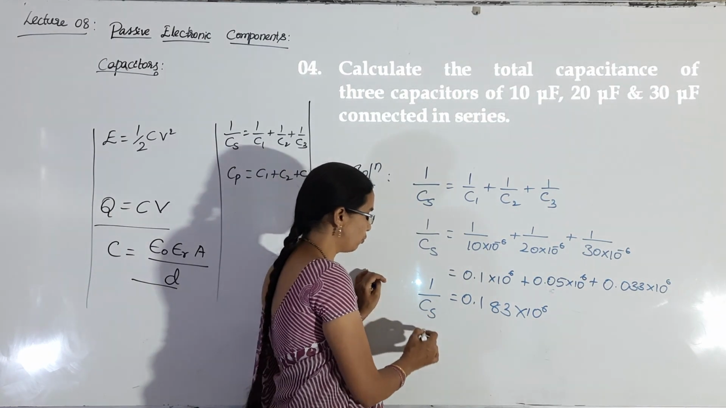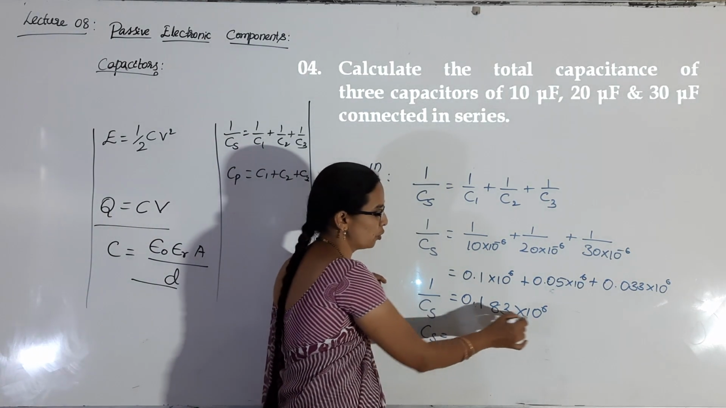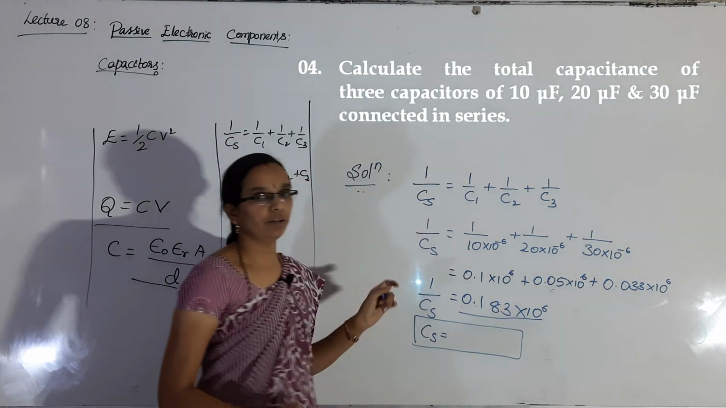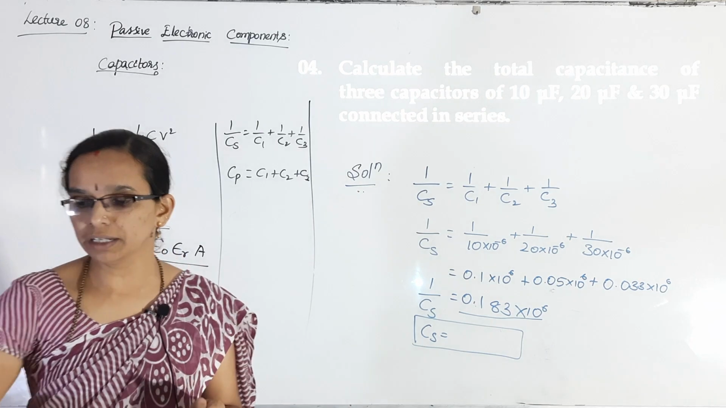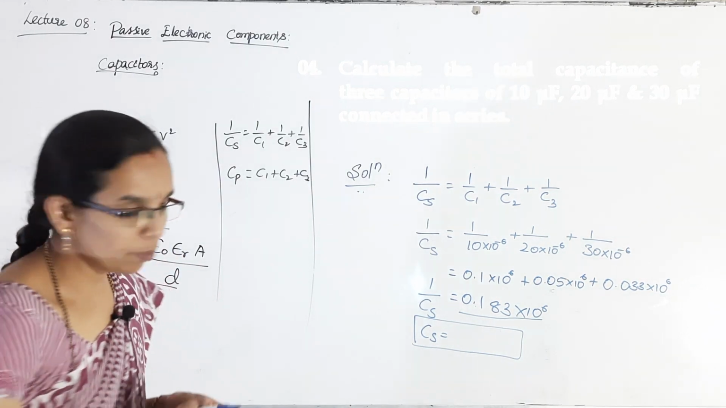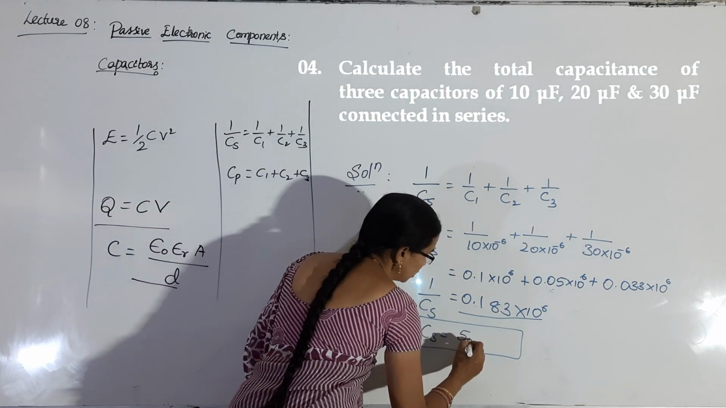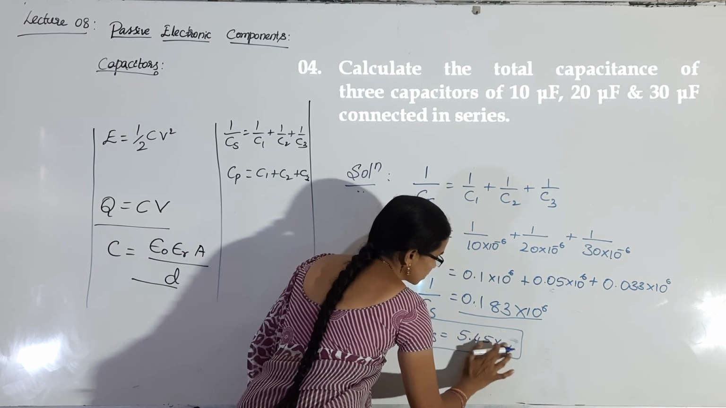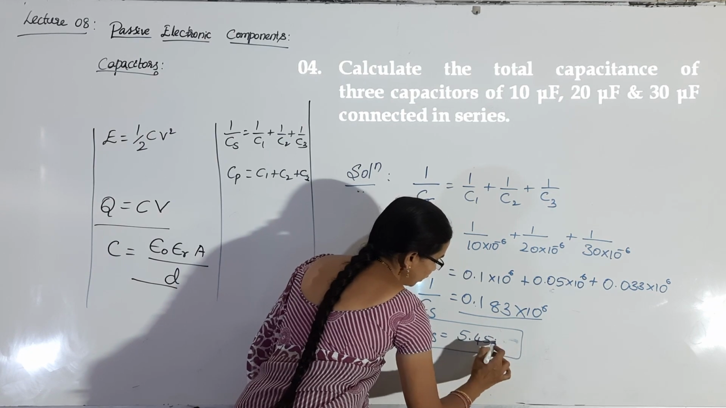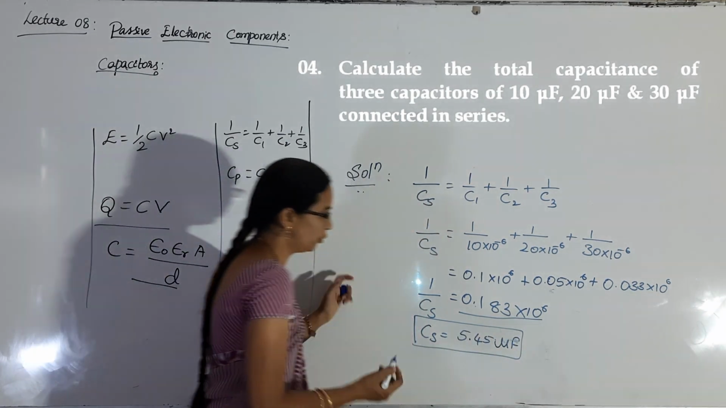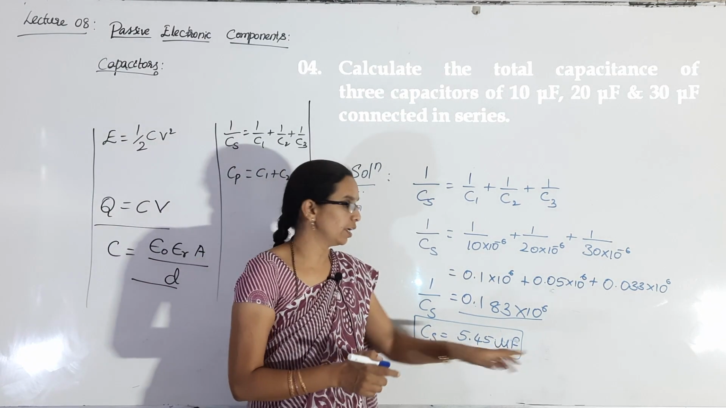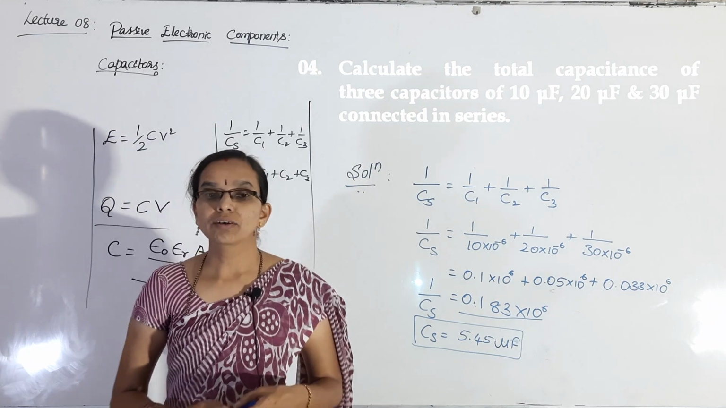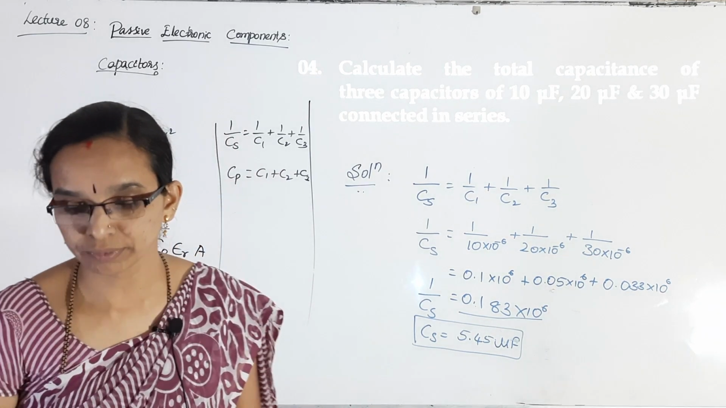For Cs, you have to take the reciprocal of this, then you will get the value of the effective capacitance, which will be equal to 5.45 into 10 to the power of minus 6, that is microfarad. When you take the reciprocal of 10 to the power of 6, that will be 10 to the power of minus 6. So, calculate it and check whether the answer is right or wrong. Okay.